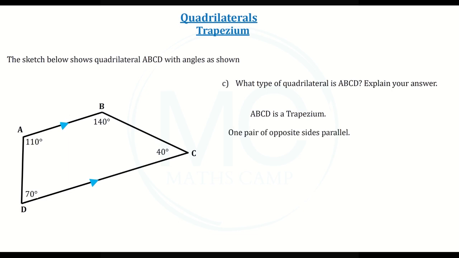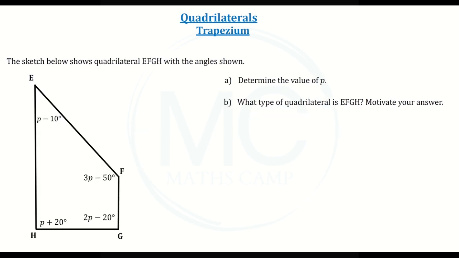Let's do another example. The sketch below shows quadrilateral EFGH with the angles shown. Part A, determine the value of P. And part B, what type of quadrilateral is EFGH? Motivate your answer.